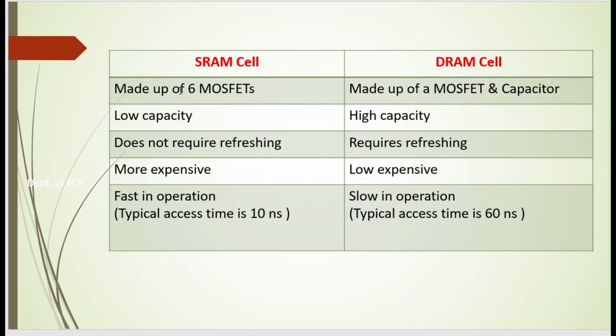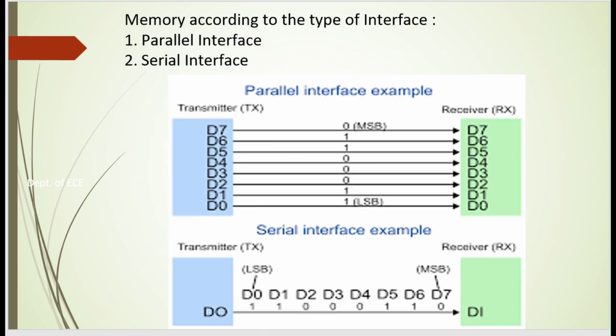SRAM cell is expensive and does not require any refreshing operation to be performed, whereas DRAM is less expensive, but requires refreshing periodically. SRAM is fast in its operation and the access time is around 10 nanoseconds. In DRAM, the operation is very slow and the access time is 60 nanoseconds.